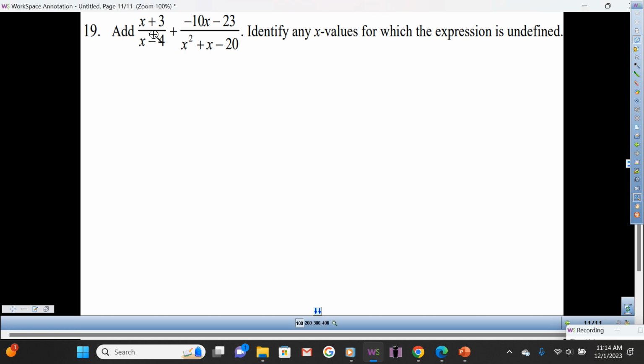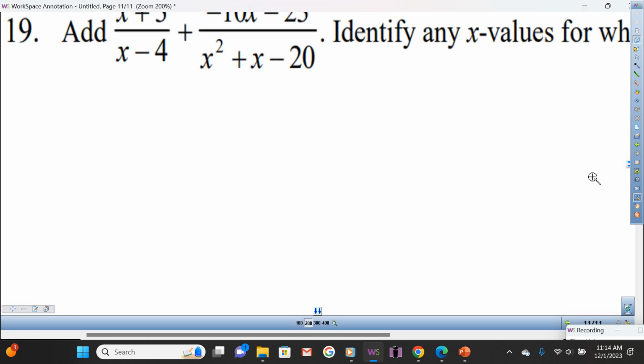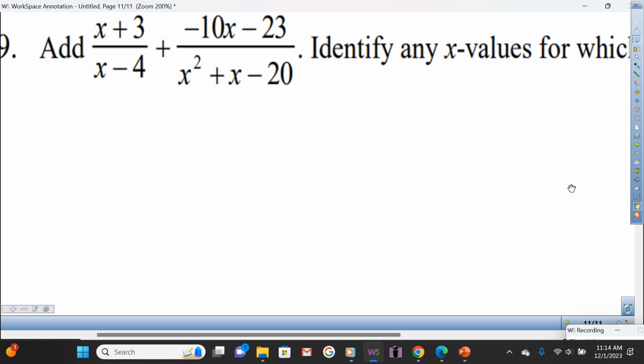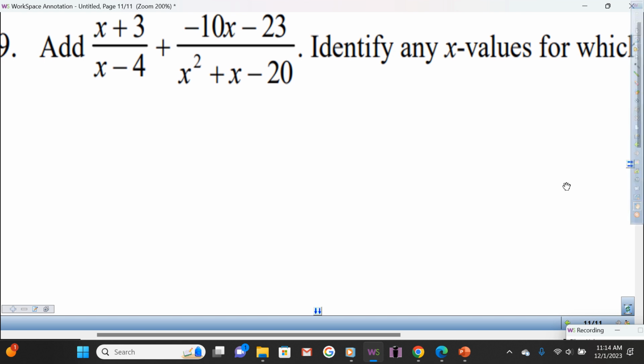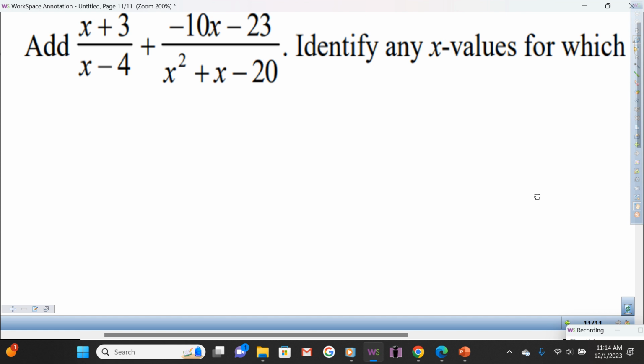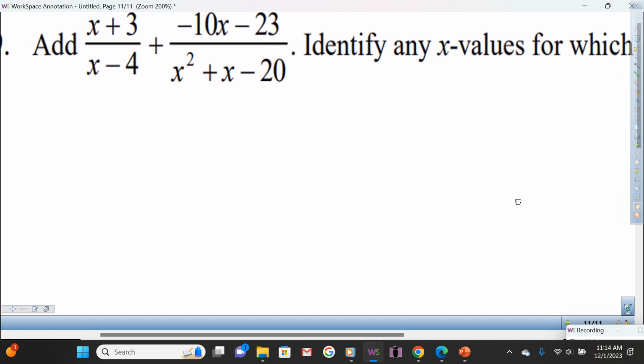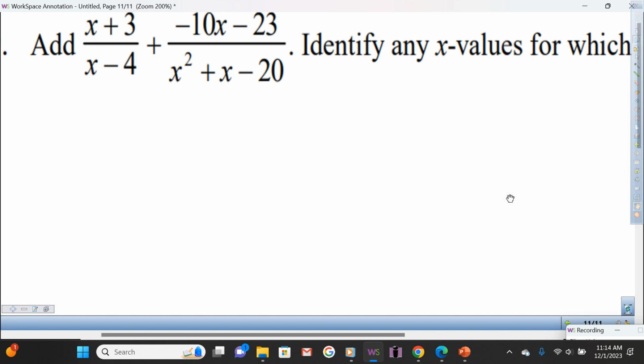The last 3. Probably these are the favorite ones that you've had all throughout the study guide. Hi, everyone. Yes, look at you. Number 19 says add x plus 3 over x minus 4. You're writing this down on your paper, yes? Plus negative 10x minus 23 over x squared plus x minus 20.